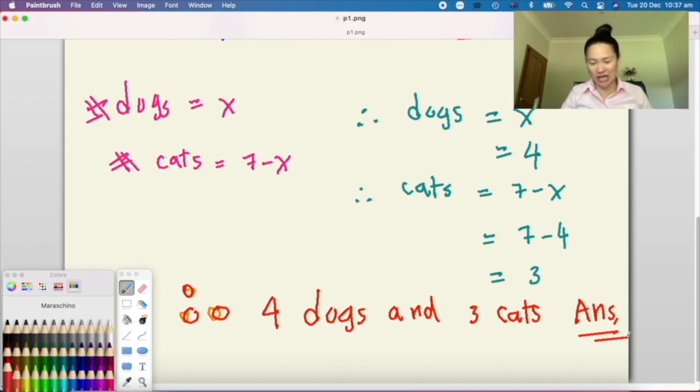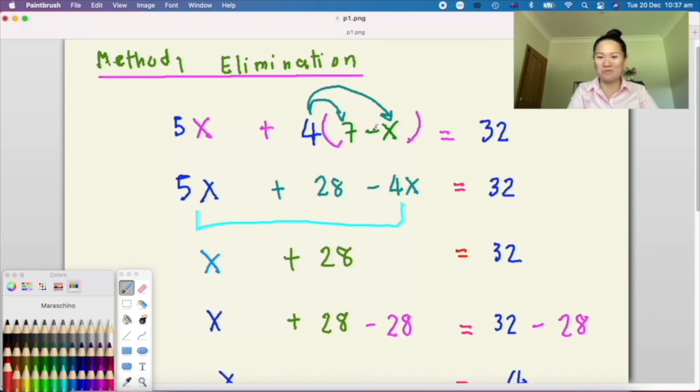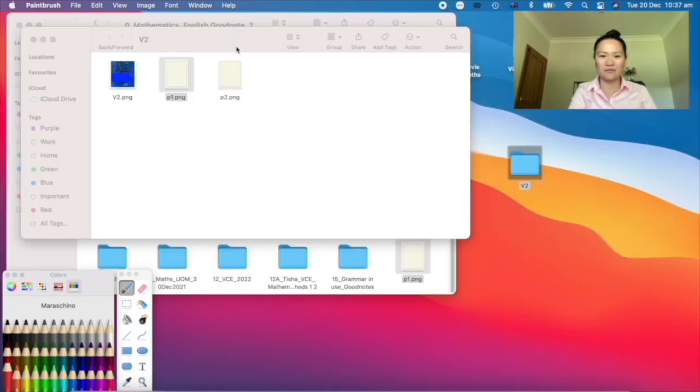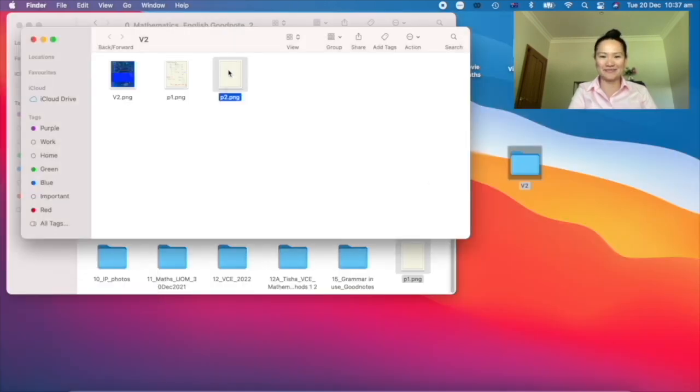But we're not finished yet. We're going to do method number 2. Move to the other side of the equation, which I support is quicker. Let's go together. Save this one first. Go to the next one.